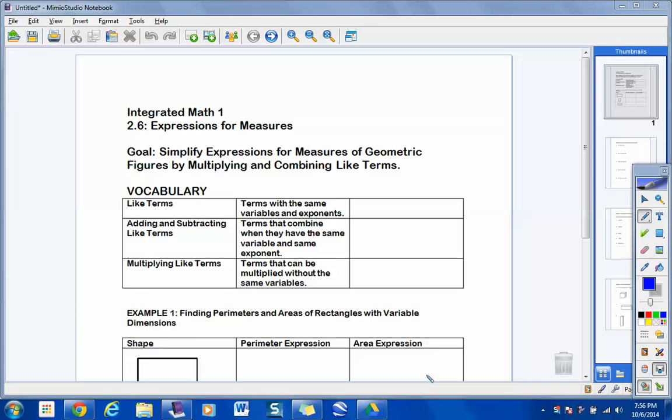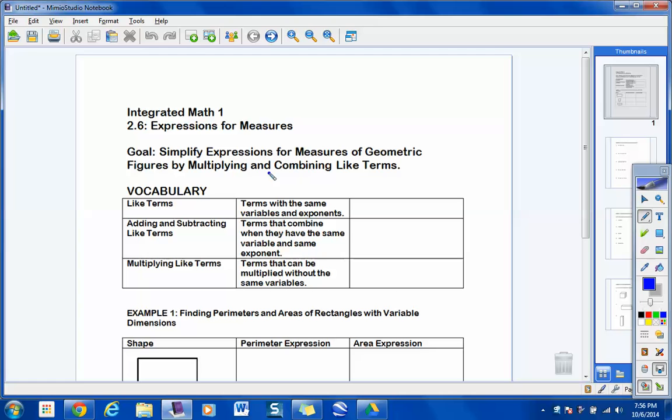Okay, guys, 2.6 expressions for measures. Today your goal is going to be simplify expressions for the measures of geometric figures by multiplying and combining like terms. So this is nothing new, and this idea of combining like terms, it's just not going to go away anytime soon. So make sure that you remember how to do that stuff, all right?